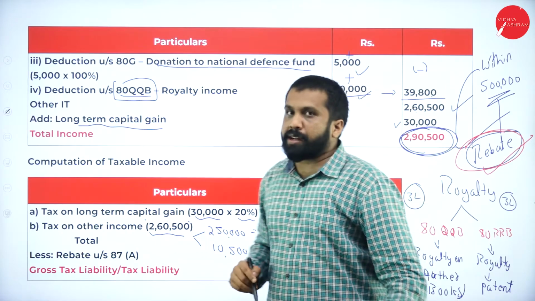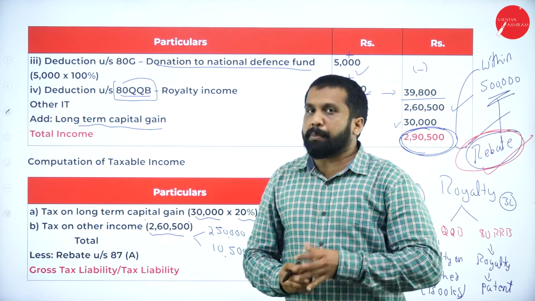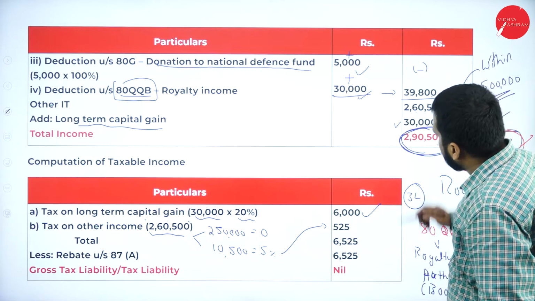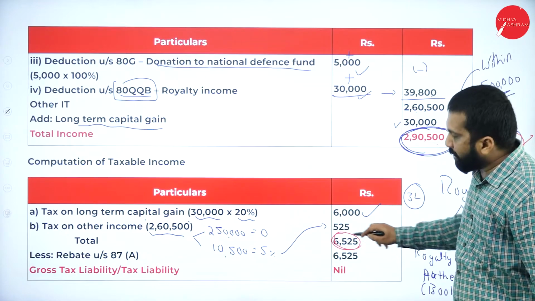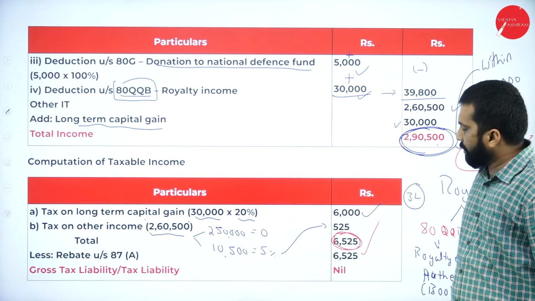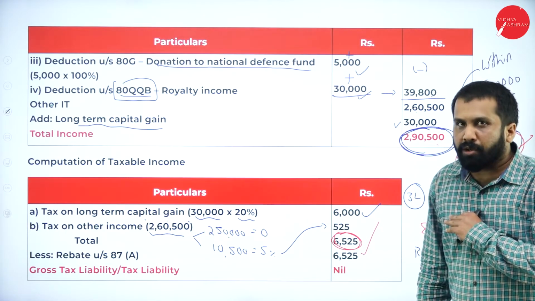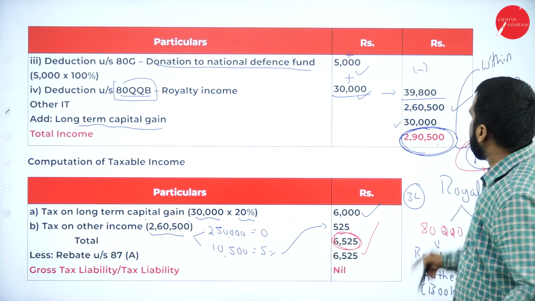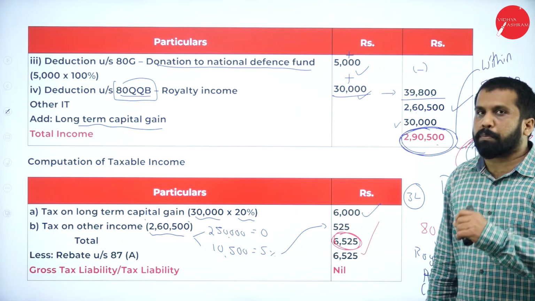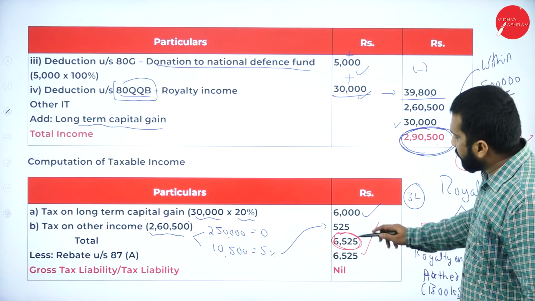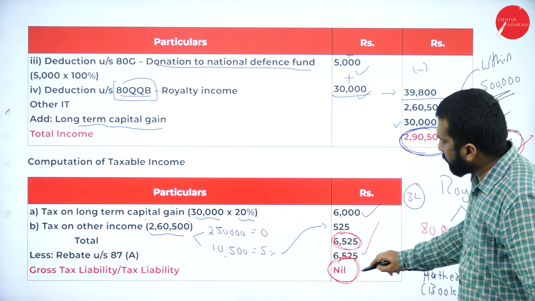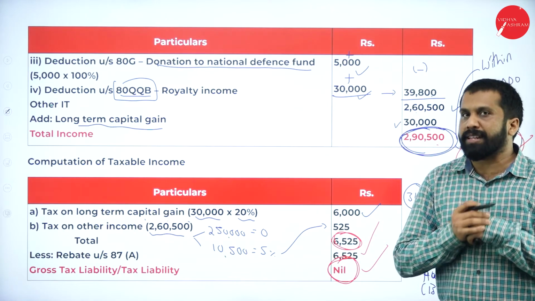You have a rebate if your income is up to 5 lakh. Up to 12,500 you can claim rebate. Your income is below 5 lakh, so your tax is only 6,525. Don't calculate education cess because you are exempted. Up to 12,500 you need not pay tax. Now, 6,525 minus 6,525, your taxable income is nil. Hope you are clear. Good.